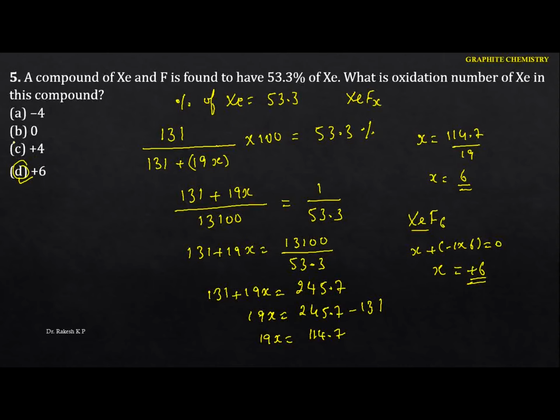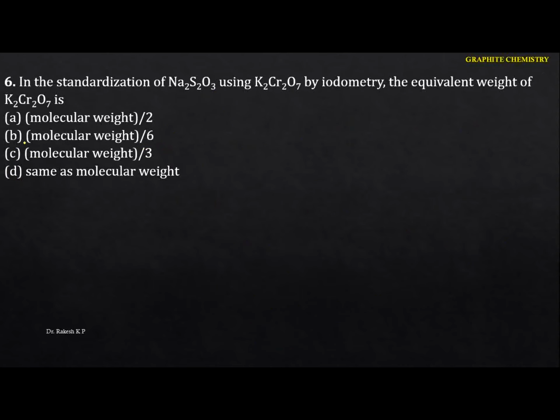Okay, next one. In the standardization of sodium thiosulfate using potassium dichromate by iodometry, the equivalent weight of the potassium dichromate. Let me write the reaction here, which is iodometry. So when potassium dichromate reacts with iodide, it may be any iodide salt, maybe potassium iodide, maybe sodium iodide, in the presence of acid, it undergoes the reaction to form iodine.